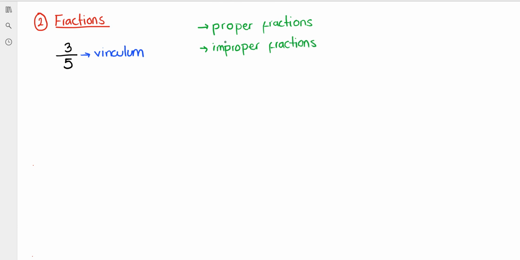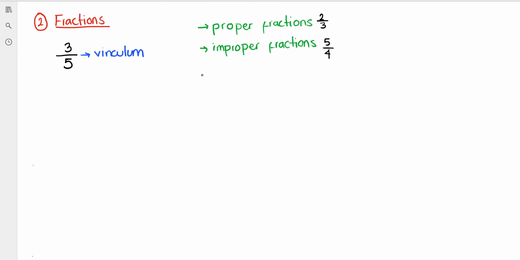I'm not writing that. So we have improper fractions. That is when the numerator is greater than the denominator. We can do an example here. So for example, if I do this one for proper fractions, an example can be 2/3. An example of an improper fraction can be, for example, 5/4, because the numerator is greater than the denominator.